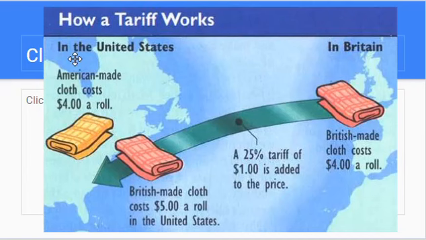And this just kind of shows how tariffs work. Let's say Britain makes a cloth. They send it to the United States. It costs $4. But the United States is going to charge a 25% tariff. So by the time it comes here, it becomes $5. Whereas in America, if a cloth costs $4, it's going to be cheaper because there's no tax on the American product. There's a tax on the British product.